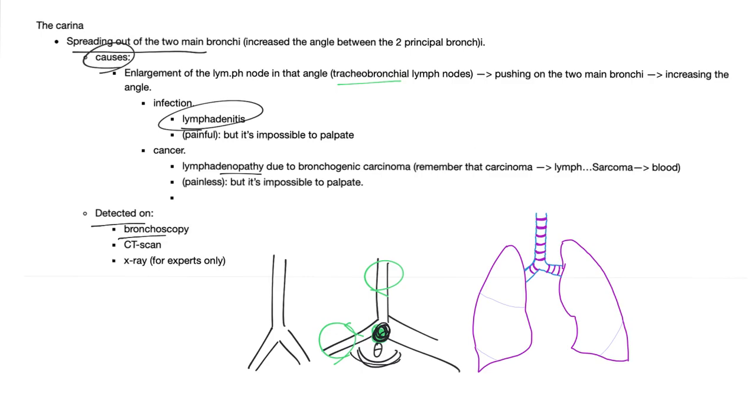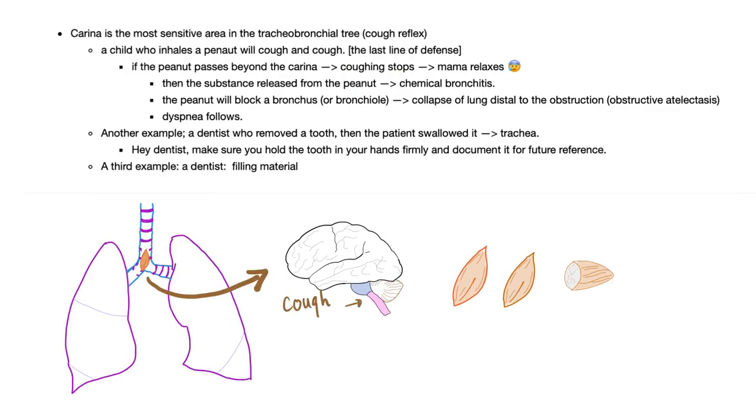Detected on bronchoscopy, okay, because the bronchoscope is here and there is a camera, so you can see that the angle has increased. CT scan, of course, x-ray, this is for experts, not for medical students. If you are a medical student and you can say that the angle between the two main stem bronchi is increased, you're a genius or something. Carina is the most sensitive area of the tracheobronchial tree.